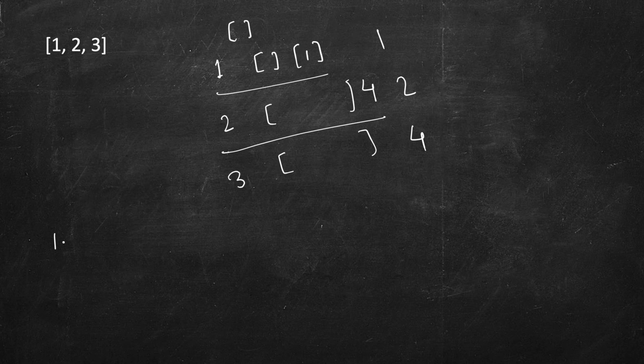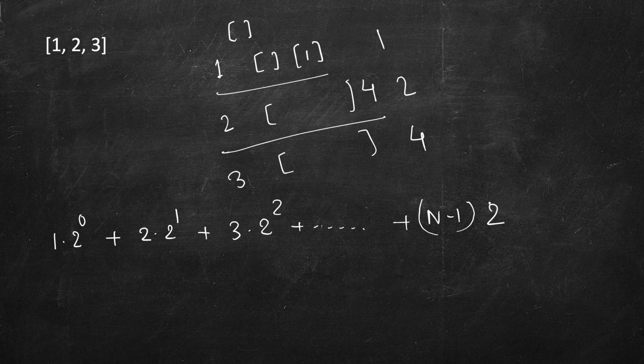So 1 times 2 raised to the power 0, plus 2 times 2 raised to the power 1, plus 3 times 2 raised to the power 2, all the way up to n minus 1 times 2 raised to the power n minus 1, or n times 2 raised to the power n minus 1. So what is this sum? Let's call it S.